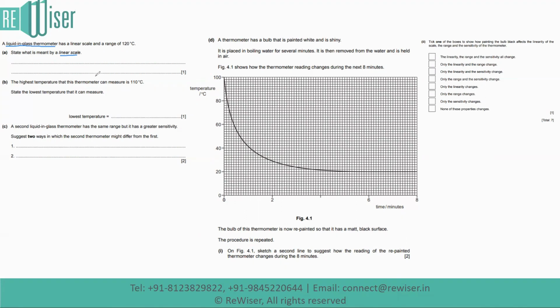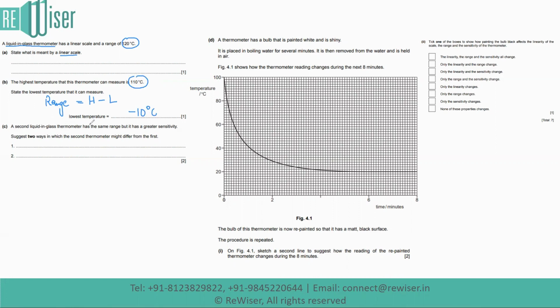Moving on, the highest temperature that this thermometer can measure is 110 degrees Celsius. We still need the lowest temperature that it can measure. Its range is nothing but the highest value minus the lowest value. And since the range is given as 120, while the highest value is 110, we can substitute to find the lowest value as minus 10 degrees Celsius.